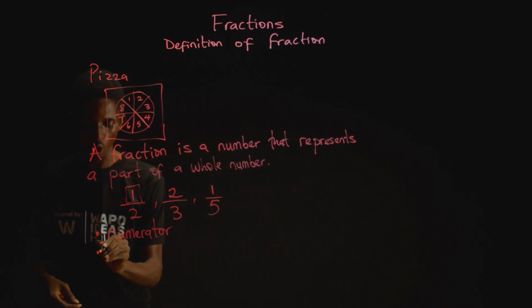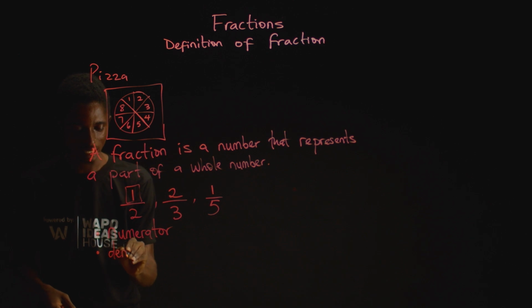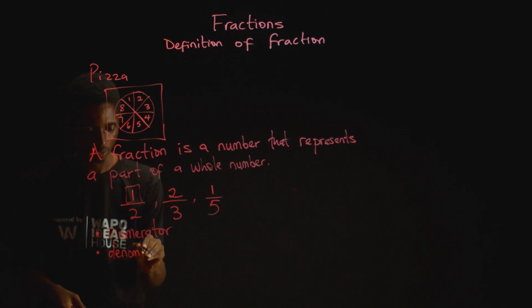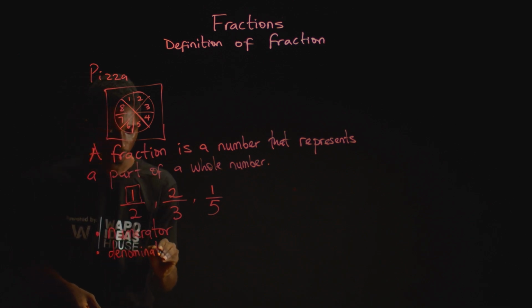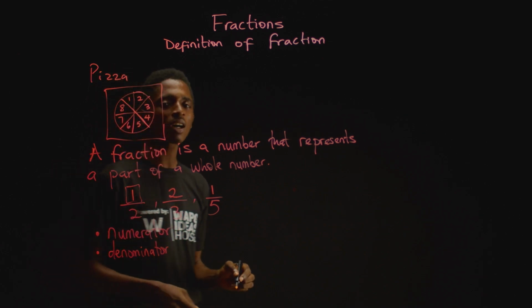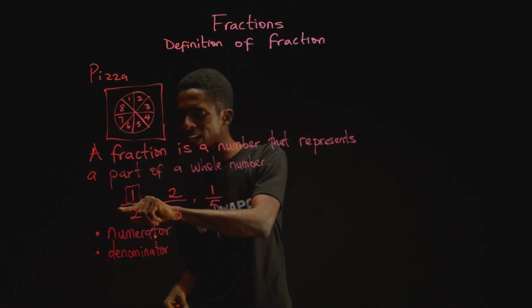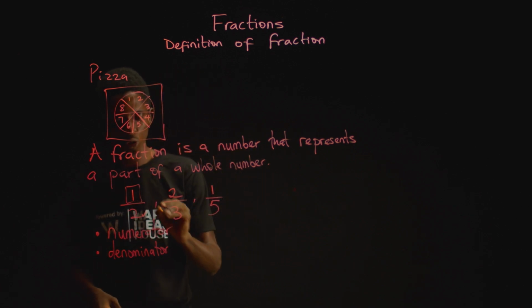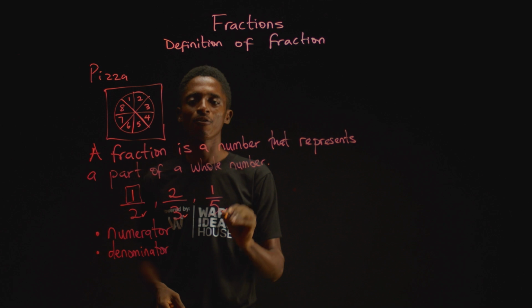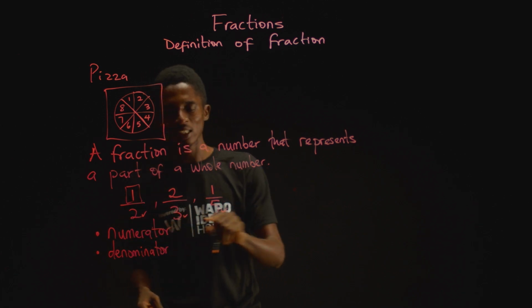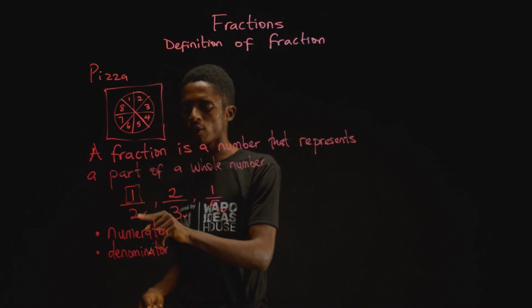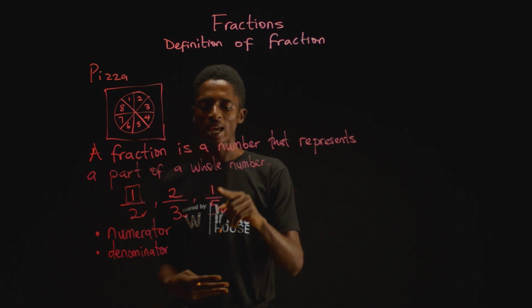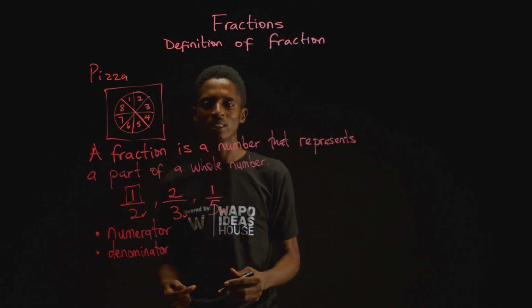We also have what we call the denominator. Denominator is the number that is written under this division line that we have here. That is, the numbers 2, 3, and 5 are considered denominators in the fractions 1 over 2, 2 over 3, and 1 over 5 respectively.